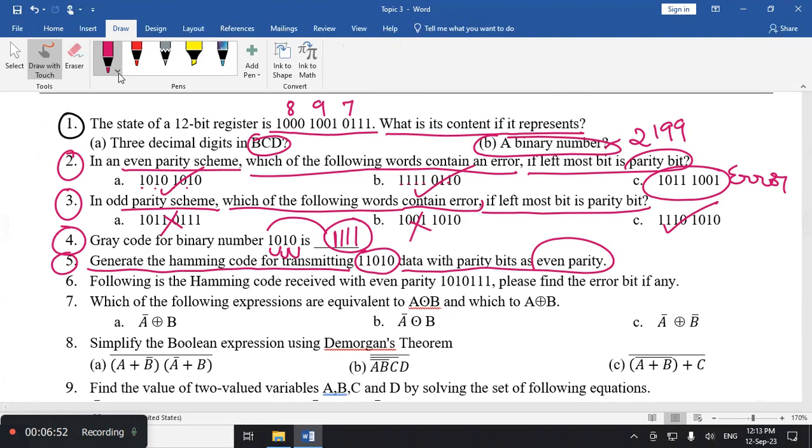Okay, let us start now. So how do you start? You have to generate a Hamming code. Can you do it yourself? Now, tell me, what is the message length here? 5 bits, right? So now start with this.